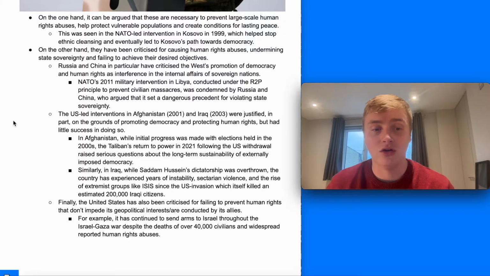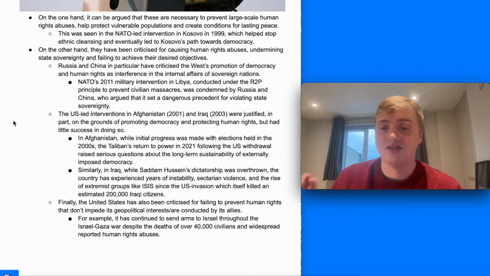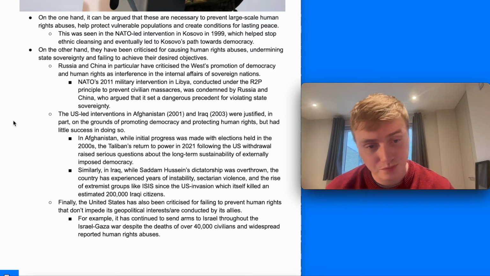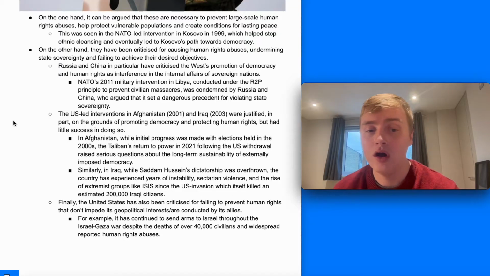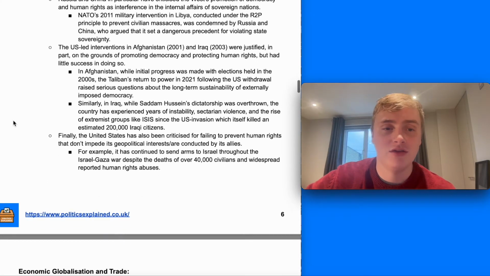So you have to look at Guantanamo Bay, for example. There have been significant human rights abuses conducted by US troops, but it has also continued to send arms to Israel throughout the Israeli-Gaza war, despite deaths of over 45,000 civilians and widespread reported human rights abuses. So it really highlights what some would call the hypocrisy of the United States.